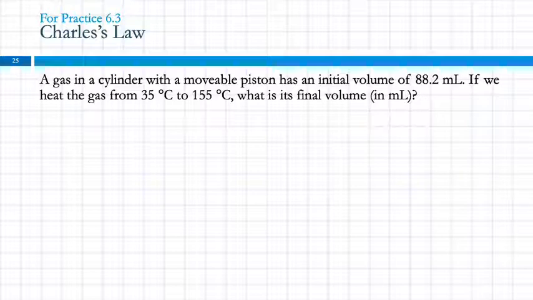So let's do a Charles Law problem. This one's a little more straightforward. There will be a lot of problems with cylinders with movable pistons because it's a convenient container that the size can change. So gas in a cylinder with a movable piston has an initial volume of 88.2 milliliters. If we heat the gas from 35 degrees Celsius to 155 degrees Celsius, what is its final volume in milliliters?